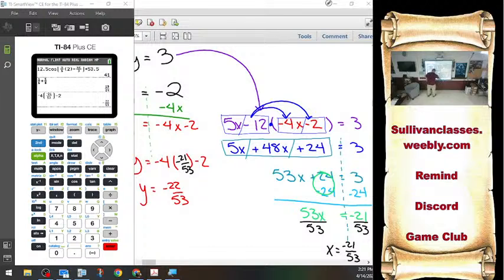Okay, so we got to our final answer. Make sure you put it as a coordinate. Negative 21 53rds, negative 22 53rds. Gotta make sure I put that parenthesis there.